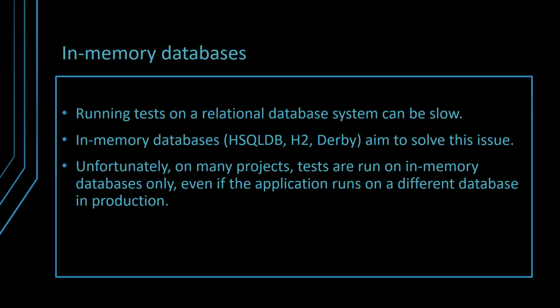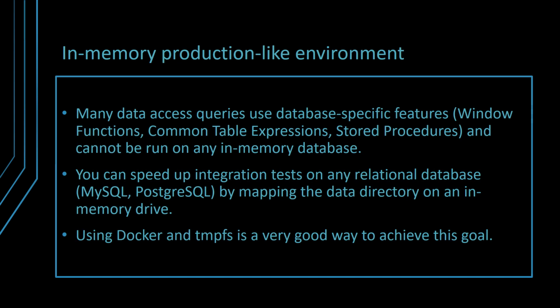However, running tests on relational database systems can be slow. That's why many in-memory database systems have emerged, like Hypersonic, H2, or Derby. Unfortunately, on many projects, tests are run on in-memory database only, even if the application runs on a different database in production. Many data access queries use database-specific features, like window functions, common table expressions, or stored procedures. These cannot be run on any in-memory database.